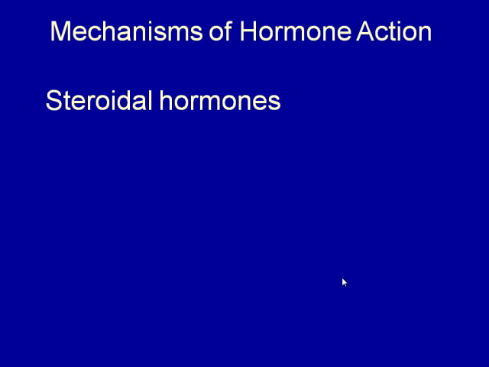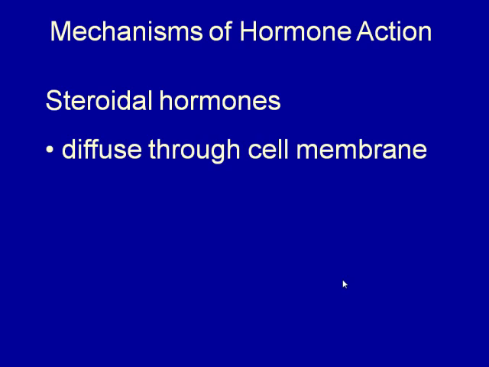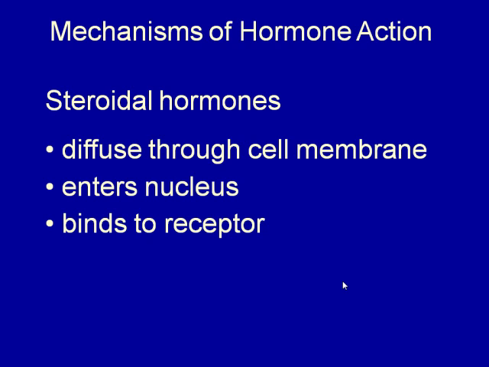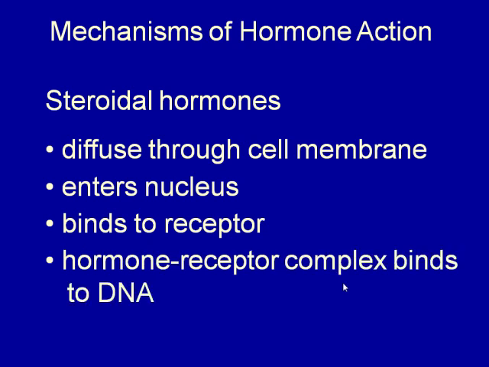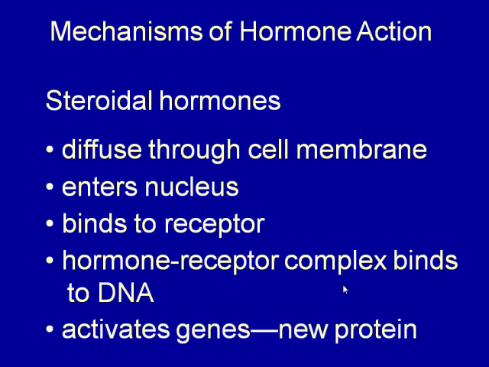Because there are two types of hormones, there are two types of hormone actions. The steroidal hormones, since they are lipid soluble, can diffuse right through the cell membrane. Remember, anything that's lipid soluble just passes right through the cell membrane. The steroidal hormones will enter the nucleus where they bind to the receptor that's inside the nucleus. This hormone receptor complex we think is a transcription factor. That is, it binds to the DNA and activates a gene. Since genes cause the production of protein, this causes a new protein to be produced.